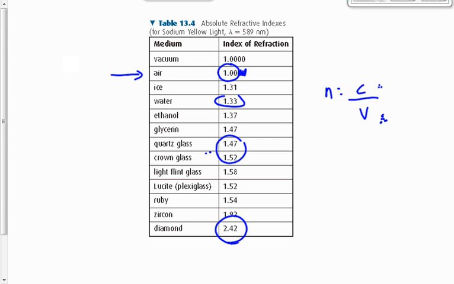The index of refraction of diamond is very, very high, much higher than it is for glass. That causes a dramatic change in the speed of light for diamond as compared to glass. And ultimately, that's what causes a diamond to sparkle. Tomorrow or the next day, we'll go through that analysis of exactly why a diamond sparkles.